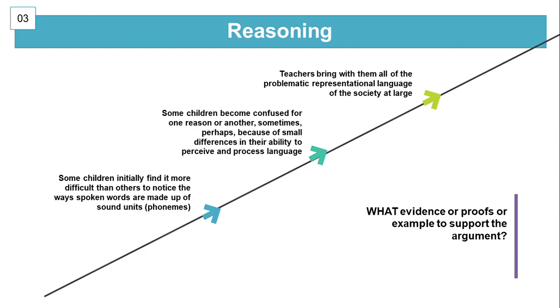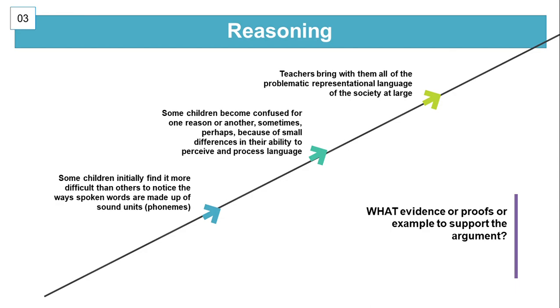Right, next we go to the reasoning. The reasoning here is the third part of the book chapter review. So the reasoning here is the completeness of the argument. The first is what evidence, proofs, or examples support the argument. Here I have stated three pieces of evidence to support the argument of this chapter. So the first is that teachers bring with them all of the problematic representational language of the society at large.